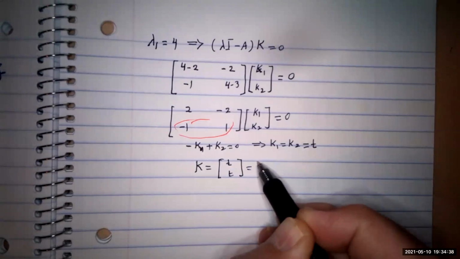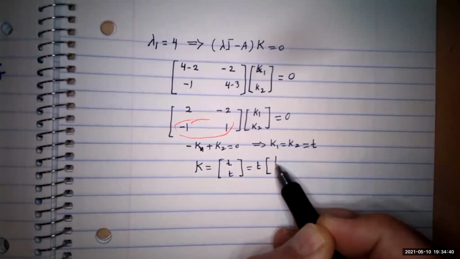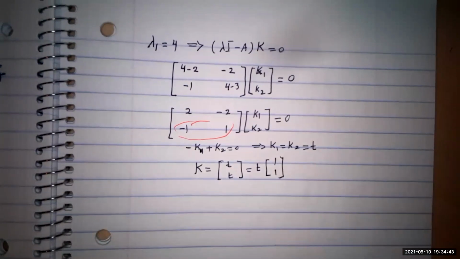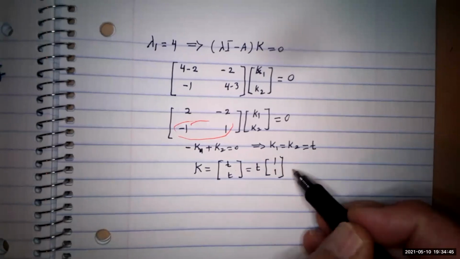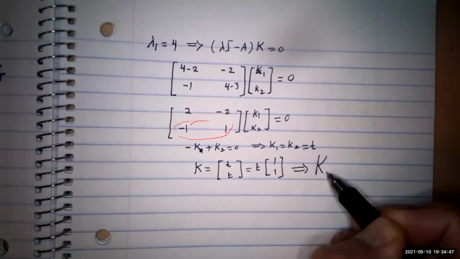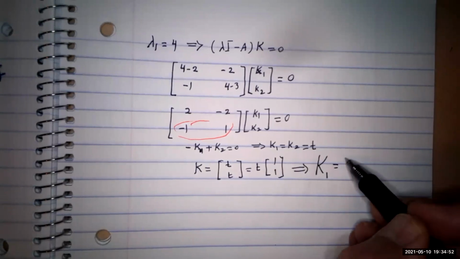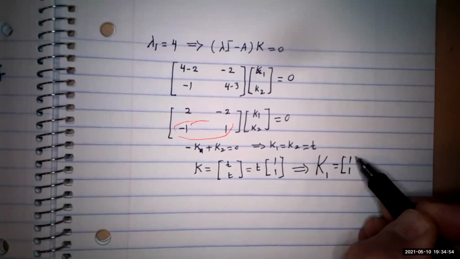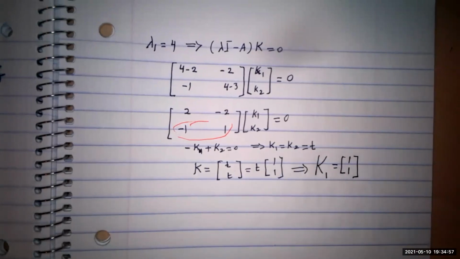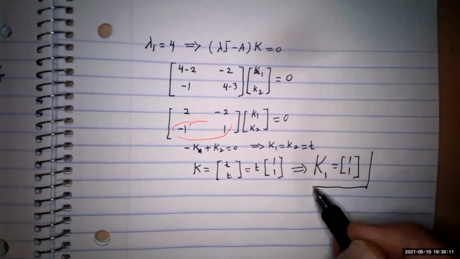So we can pull out the t and introduce the first one. This is going to be k1. So the k1 in this case is going to be the matrix 1, 1. So this is going to be k1.